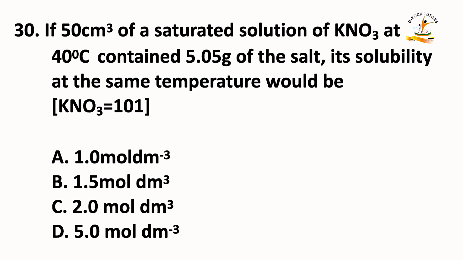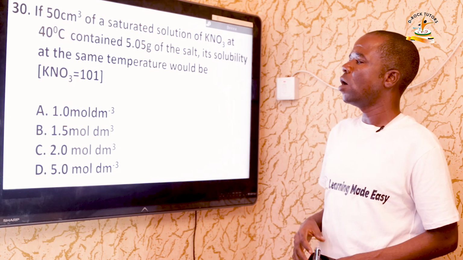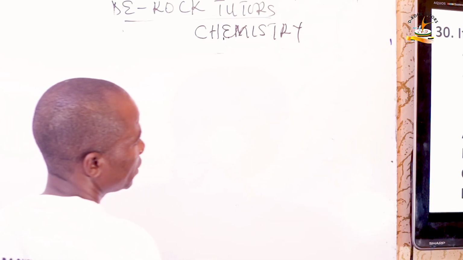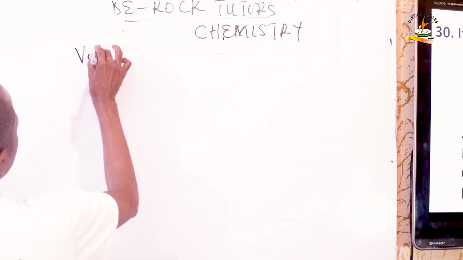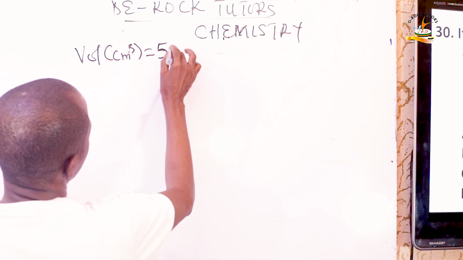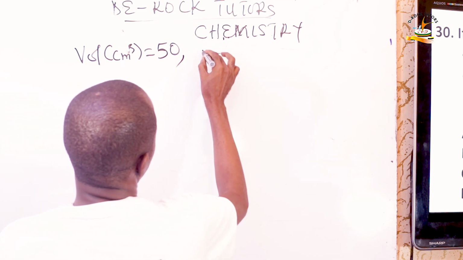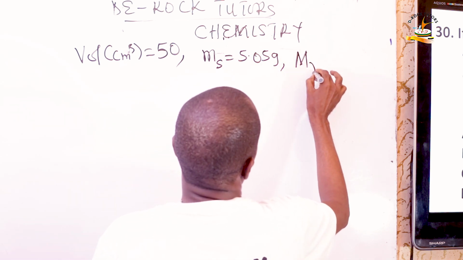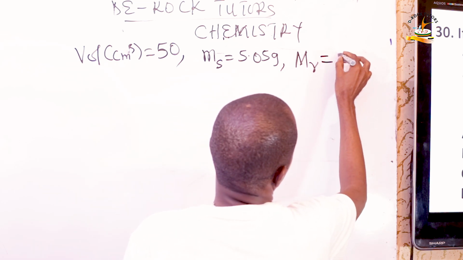Number 30. If 50 centimeter cube of a saturated solution of potassium trioxonitrate(V) at 40 degrees Celsius contained 5.05 gram of the salt, we're asked to calculate the solubility at the same 40 degrees Celsius, and we'll be given the molar mass of KNO3 to be 101 gram per mole. So let's take a look at how to do this. Don't forget, the volume in cm cube has been given to be 50. Not only that, the mass of the salt has been given to be 5.05 grams. And the molar mass of this particular salt is 101.